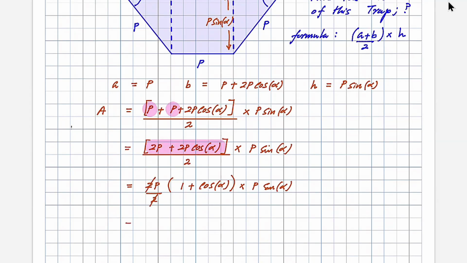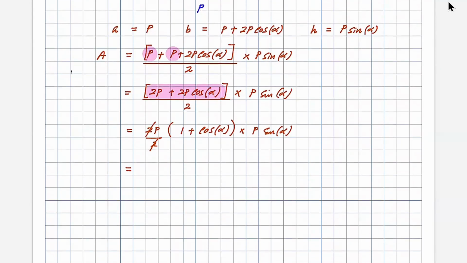Now, this you can simplify further. P multiplied by P, it's going to be P squared. So I'm writing P squared sine alpha up front. And then this 1 plus cos alpha, I'm going to write after. That's the area.